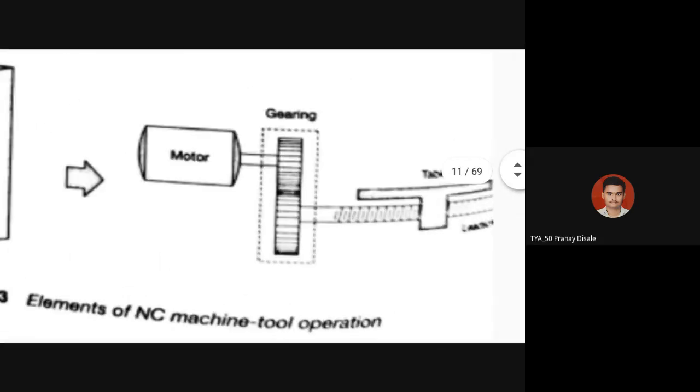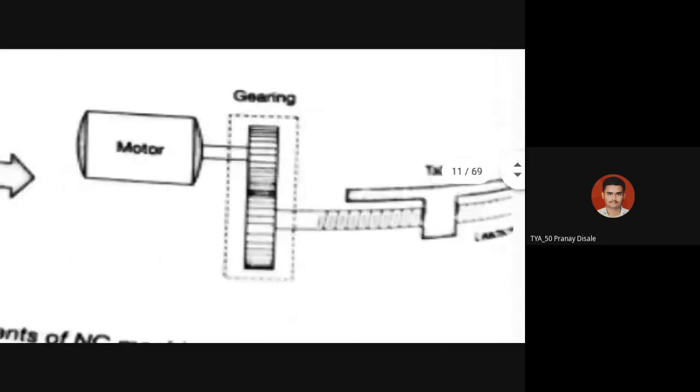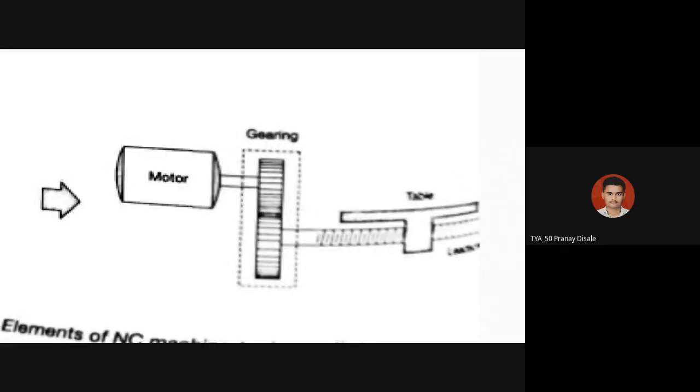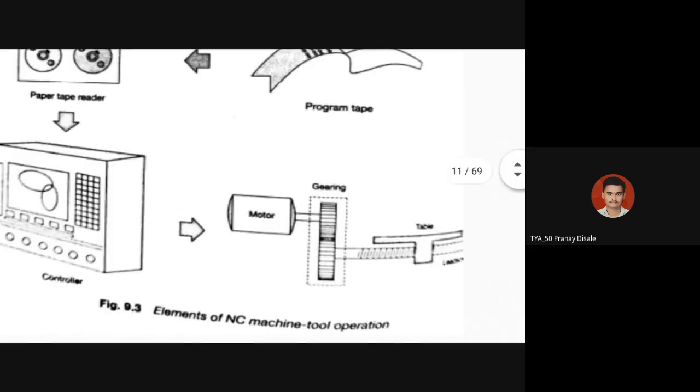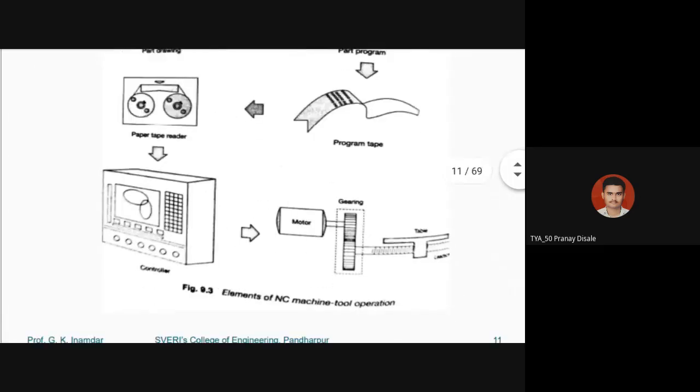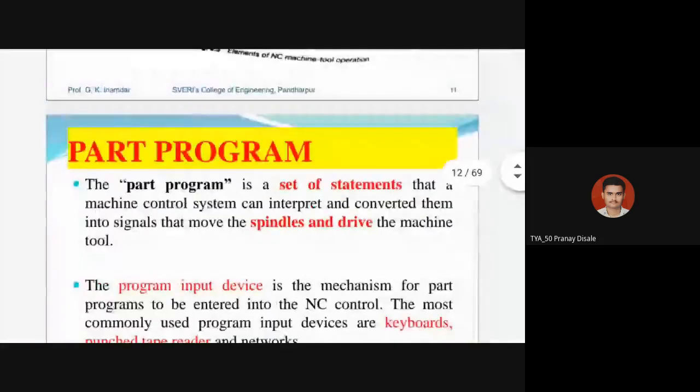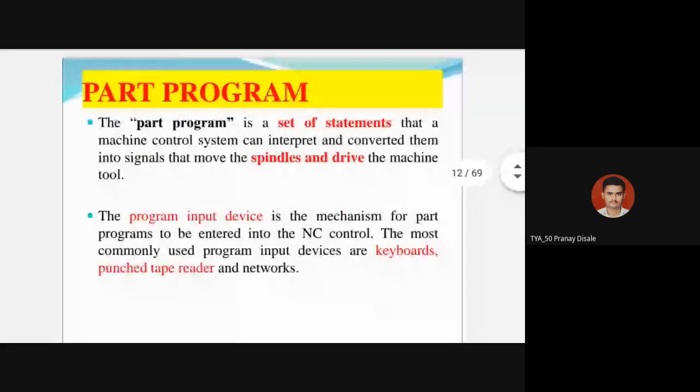This is also the last part. Process equipment is nothing but the CNC machine. Gearing and motors are also available, and different tables are there. Turning, knurling, drilling, and facing operations will be done at the end. These are nothing but the elements of the NC system. Now see the part program in detail. The part program is a set of statements that a machine control system can interpret and convert into signals that move the spindles and drive the machine.